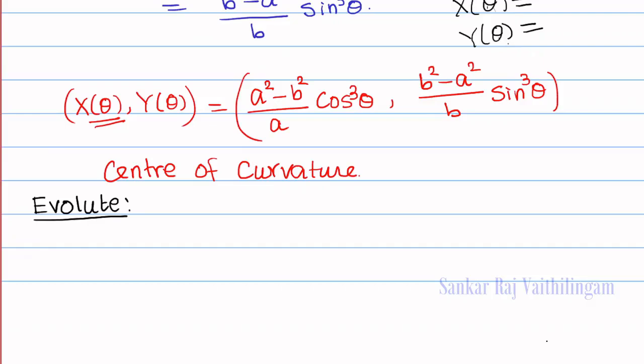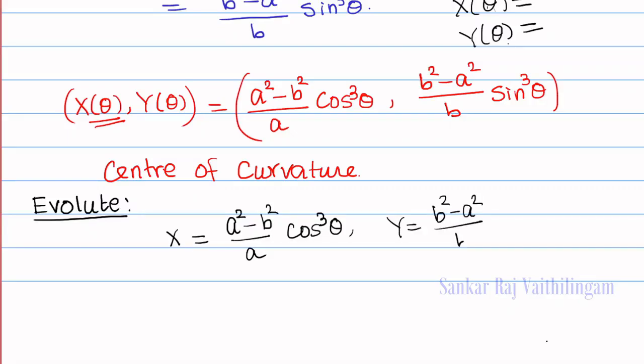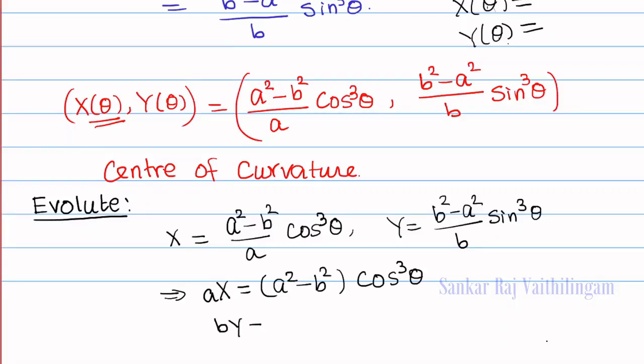So how do we do it? It is given that capital X is equal to a square minus b square by a into cos cube theta. And capital Y is equal to b square minus a square by b into sine cube theta. Which implies that I may write capital aX equal to a square minus b square into cos cube theta, and similarly bY equal to b square minus a square into sine cube theta.